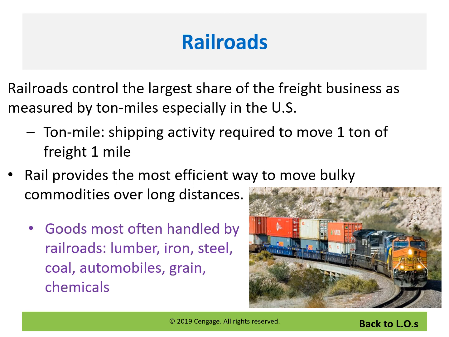Railroads control the largest share of the freight business as measured by ton miles, especially in the U.S. Ton mile means shipping activity required to move 1 ton of freight per 1 mile. Rail provides the most efficient way to move bulky commodities over long distances. Goods most often handled by railroads are lumber, iron, steel, coal, automobiles, grain, and chemicals.